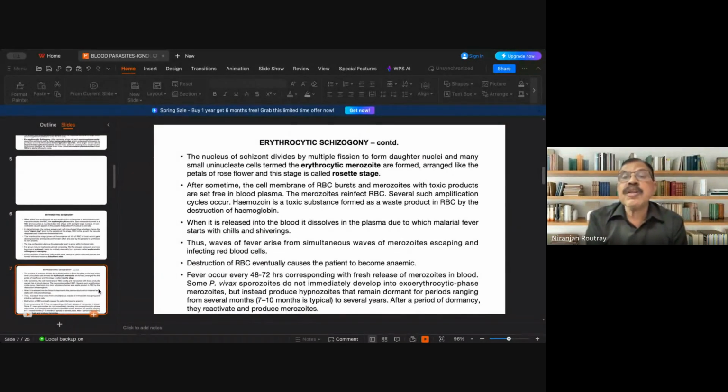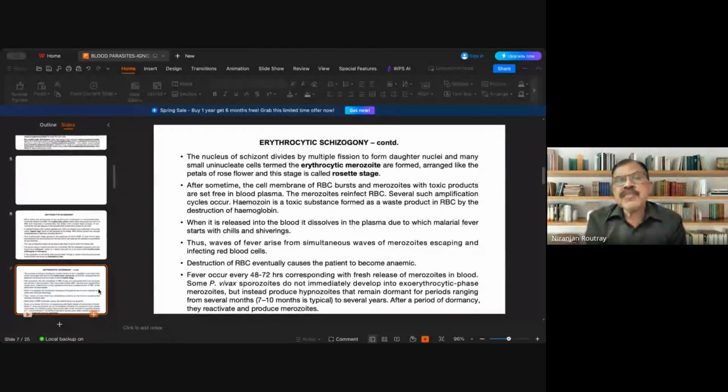The earlier one was the liver merozoite. This is called the erythrocytic merozoite, meaning the daughter cells that are produced after erythrocytic schizogony. These daughter cells simply get arranged like the petals of a rose. As you have seen in a rose flower, the petals arrange in that way, and that is why this stage is called the rosette stage. Particularly, the rosette stage is most common in Plasmodium vivax and falciparum.